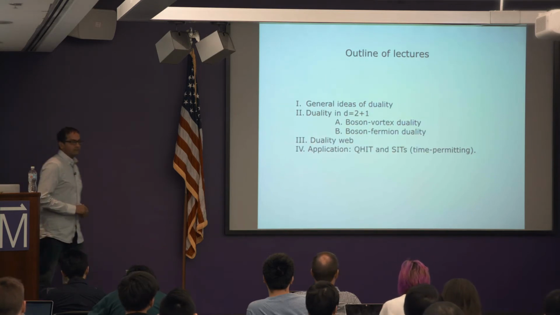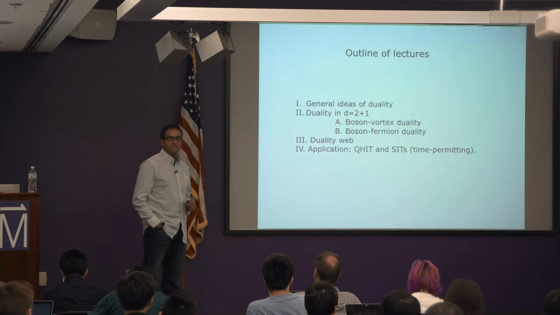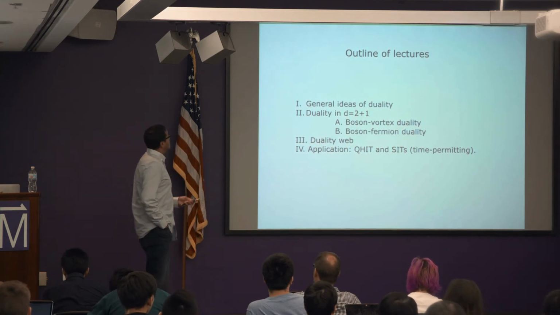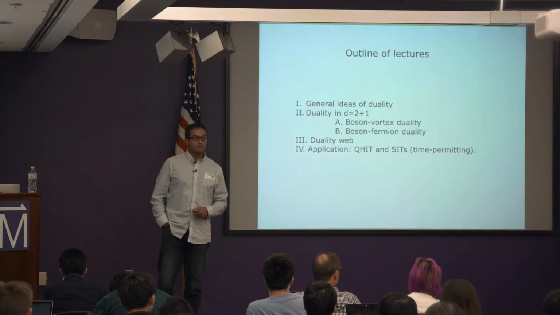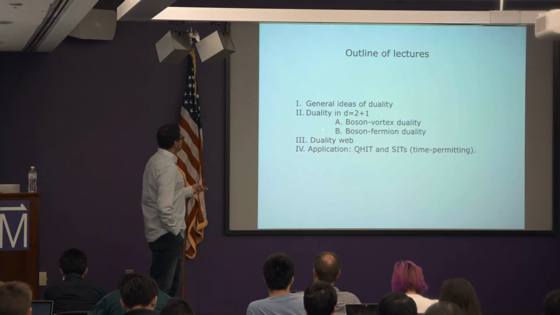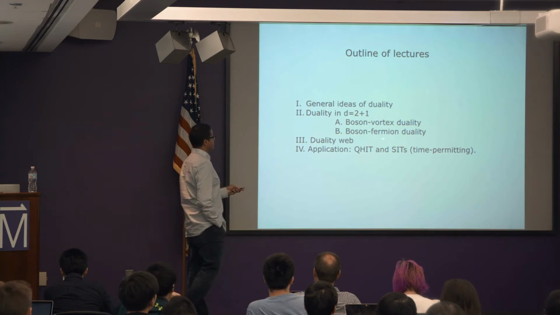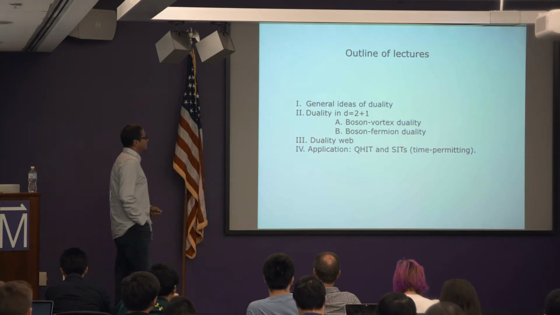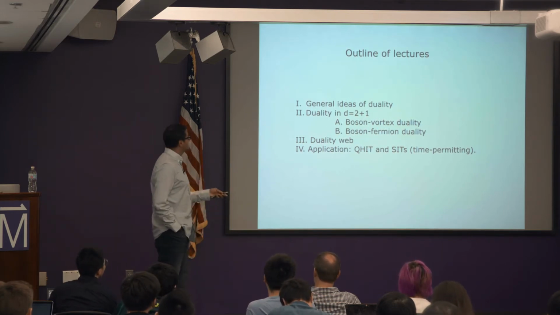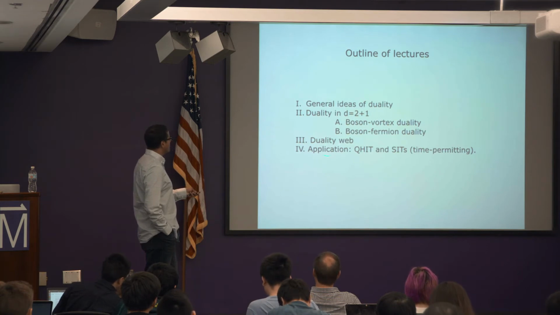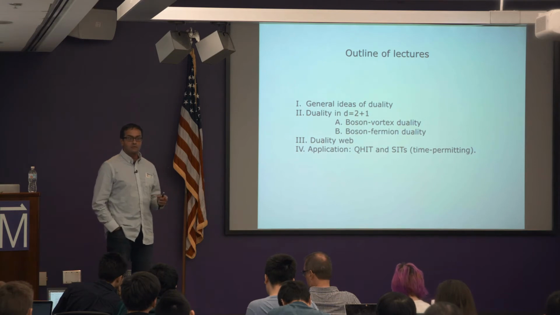Okay, so now let me actually get to the pure theoretical parts of these lectures. Okay, that was the motivation. The first part I'm going to talk about is just general ideas of what duality is and how one incorporates them in our thinking. Then I will specialize to 2+1 dimensions. I'll talk about two types of dualities. One is boson-vortex duality, and one is boson-fermion duality. Then, as I go on, these are members of a broader web known as the duality web, and I'll talk about that. And finally, if time permits, I'll come back to the experimental questions that I alluded to so far.